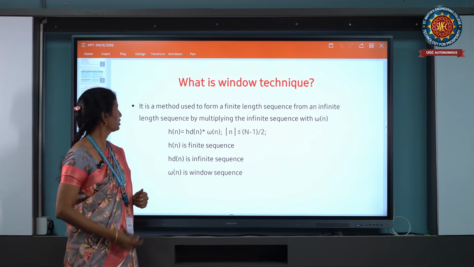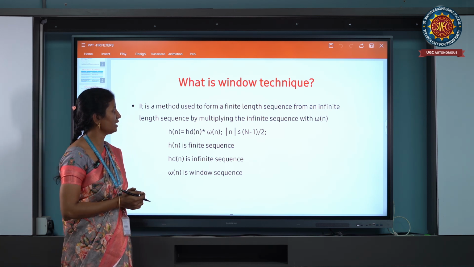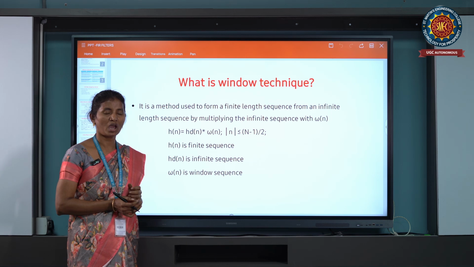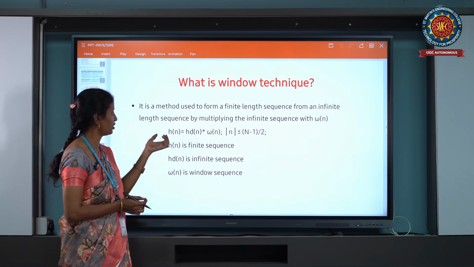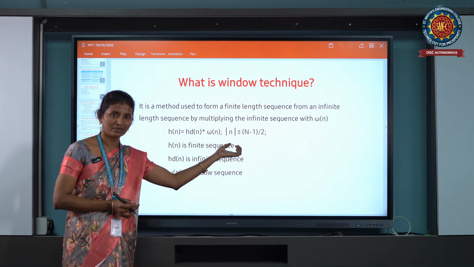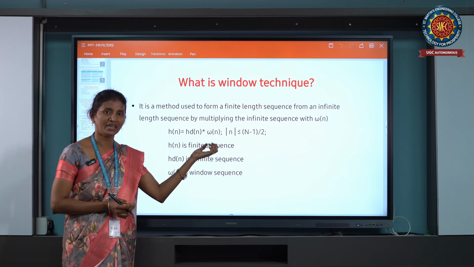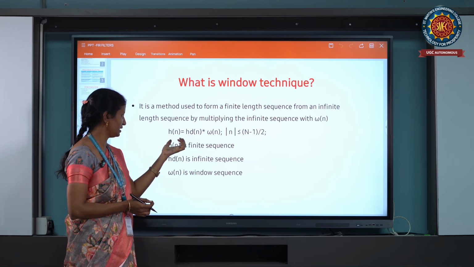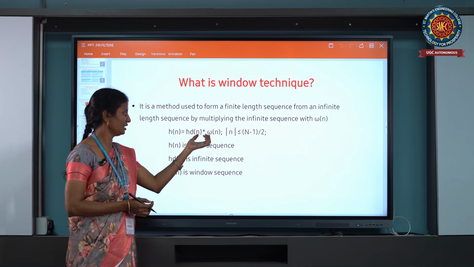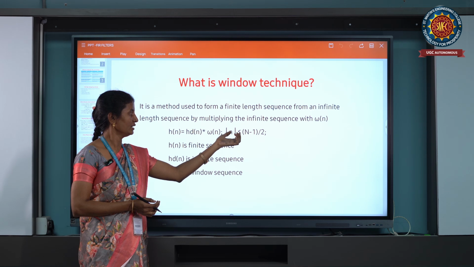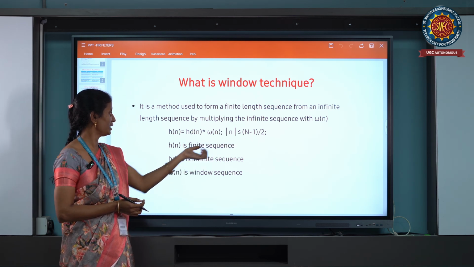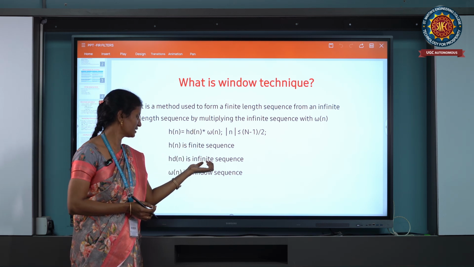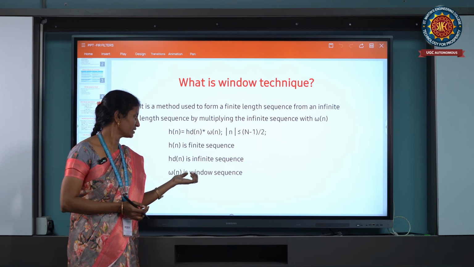Next topic, what is the window technique? It is a method used to form a finite length sequence from an infinite length sequence. We have to multiply the infinite length sequence Hd of n by the windowing sequence. Here the windowing sequence is a finite length sequence. The formula of the windowing technique is h of n equal to Hd of n into W of n. Here H of n is the finite length sequence, Hd of n is the infinite length sequence, and W of n is the windowing sequence.